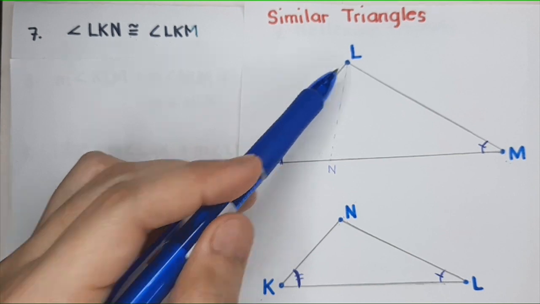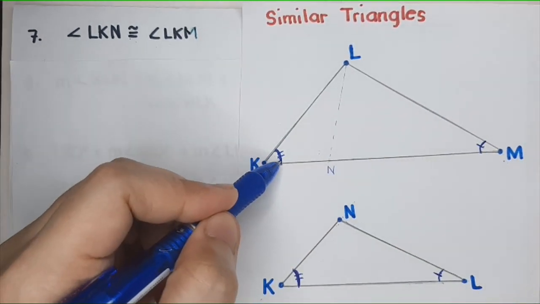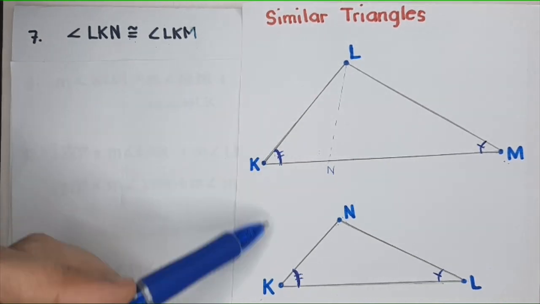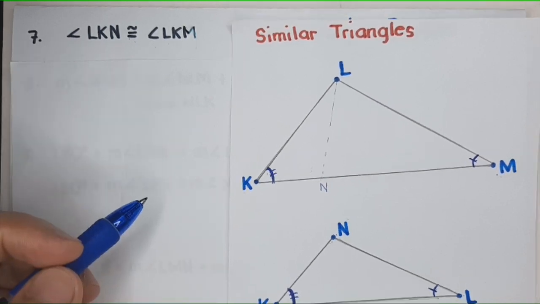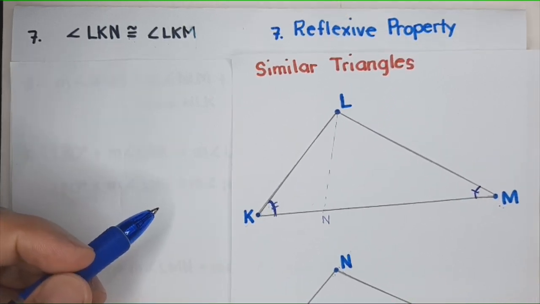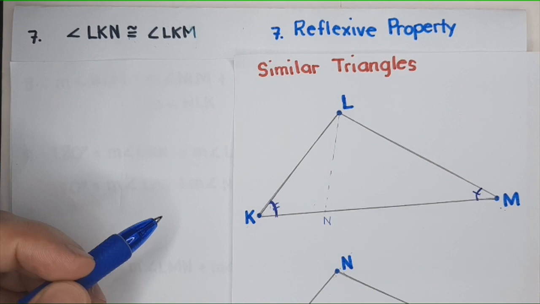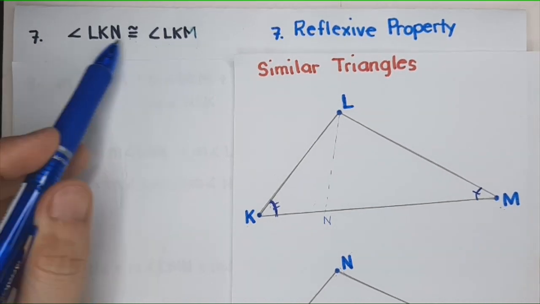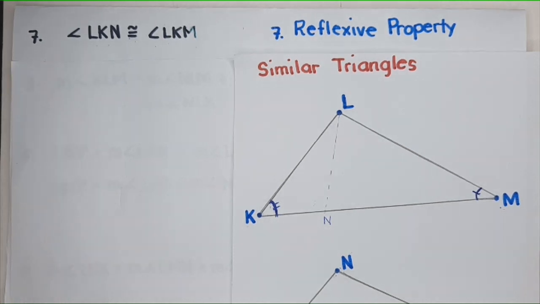LKM. We're pertaining to this angle. So what do you notice? It's the same angle K. And it is justified by the reflexive property of congruence. It means that any angle is congruent to itself. It's the same angle.